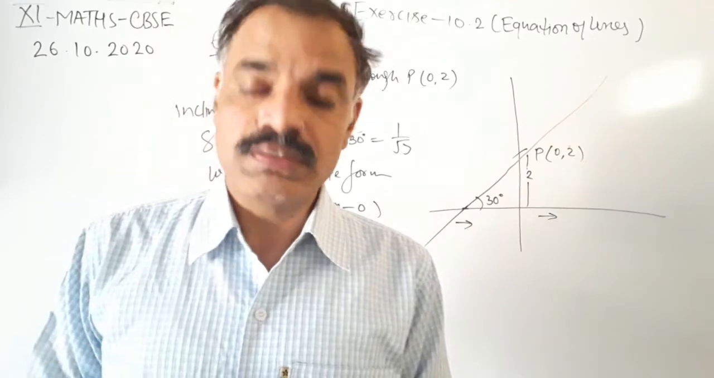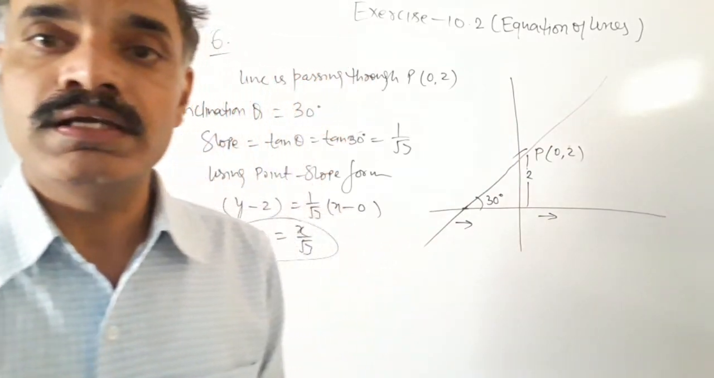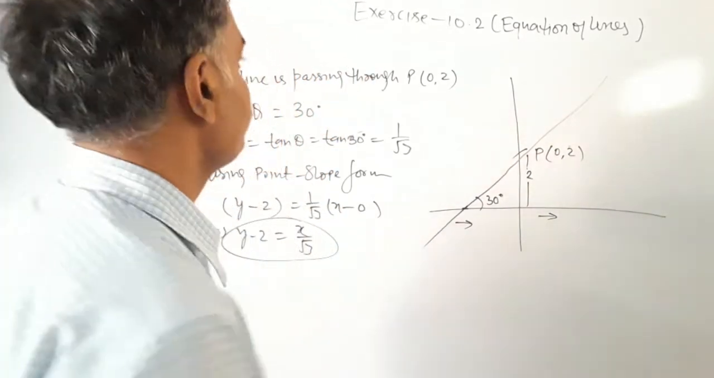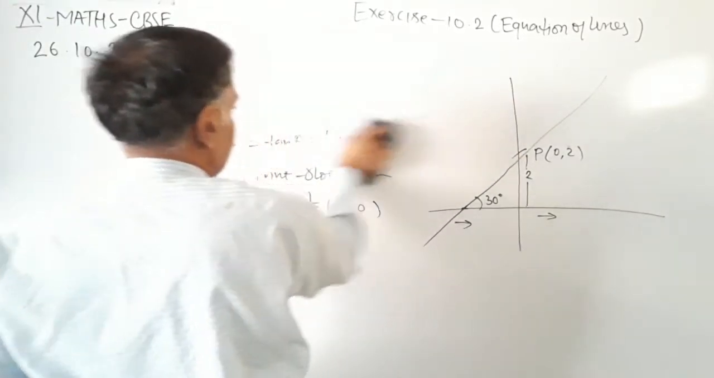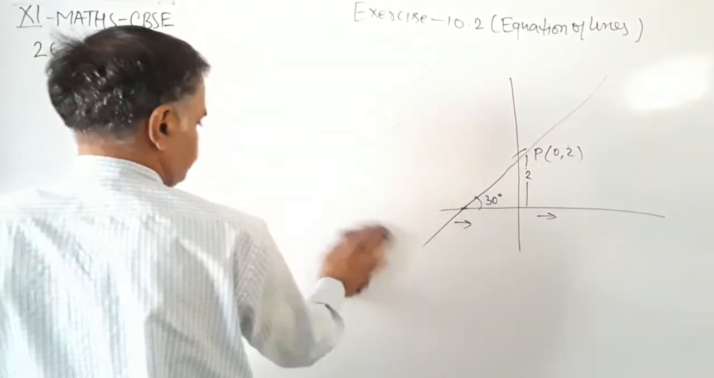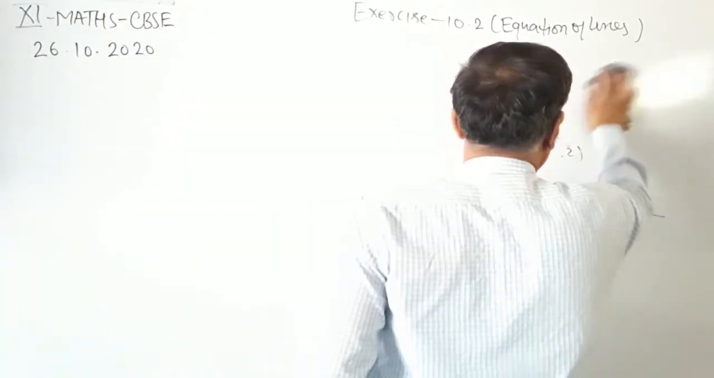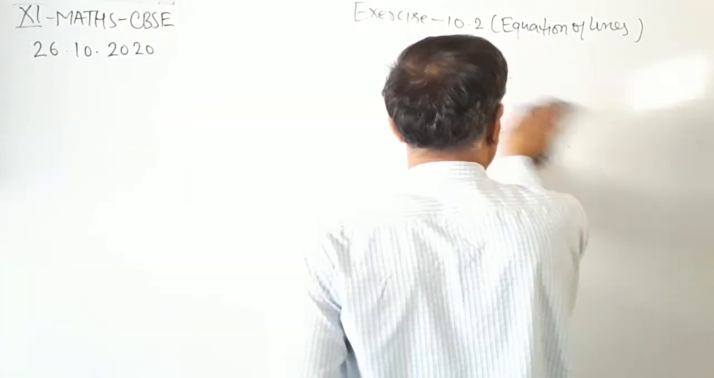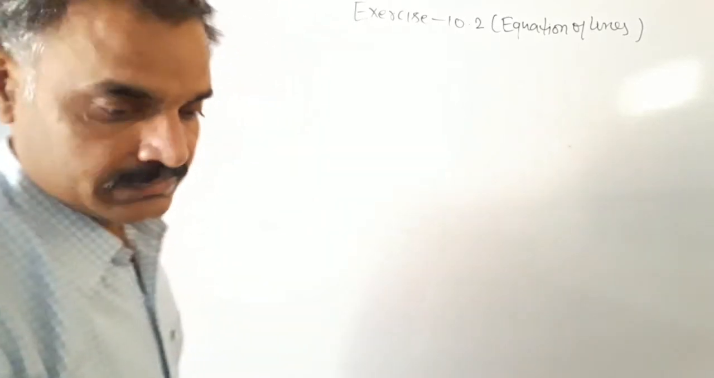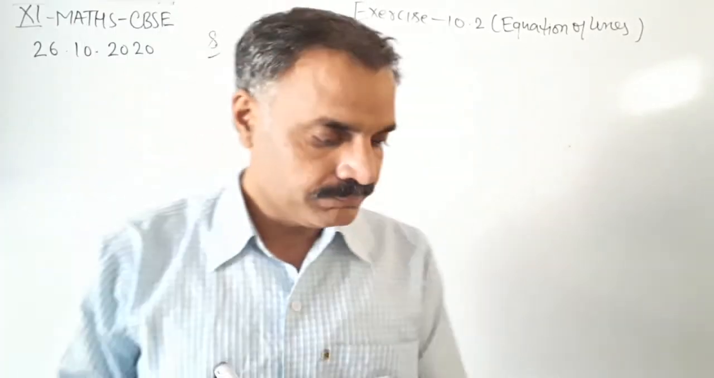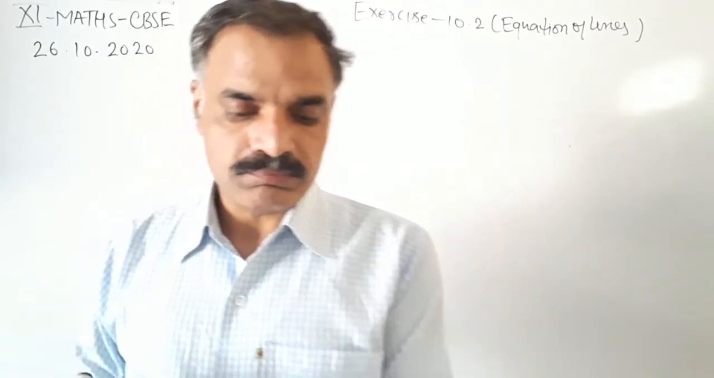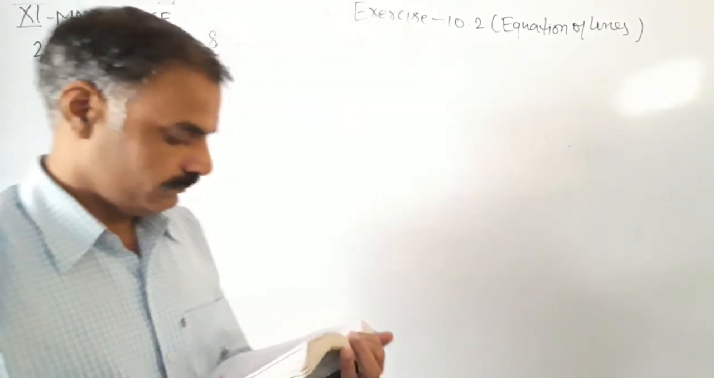Solve question number 8 of exercise 10.2. Question number 8: the perpendicular distance from the origin is 5 unit.